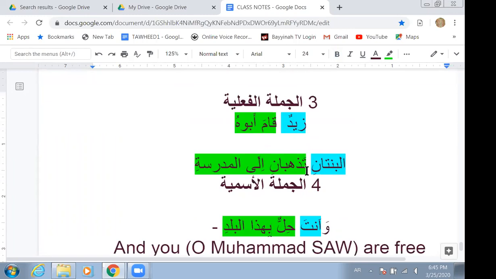Okay, number 3 was the Jumla Fi'liya. So when the Mubtada is a single word and the Khabar is a Jumla Fi'liya. The example I have given, Zaidun Qama Abuhu. This example we have already discussed. Zaidun is the Mubtada and Qama Abuhu is the Jumla Fi'liya.